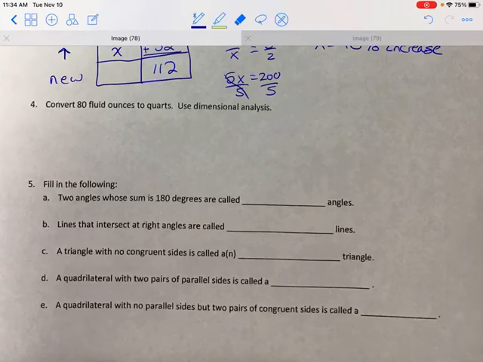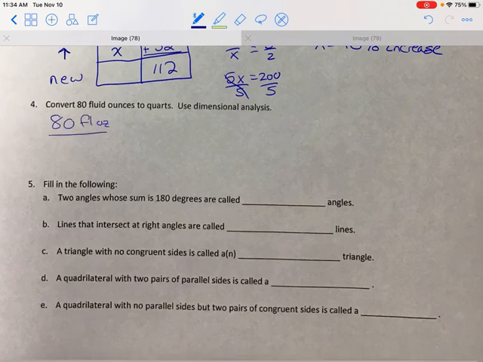Alright, on this video we're going to look at 4, 5, and 6. So for number 4, we're doing a dimensional analysis. We are starting with 80 fluid ounces. So you always write down what you know, and if it's not a fraction, go ahead and put it over 1. So remember, we are allowed to multiply by anything that is equivalent to 1.